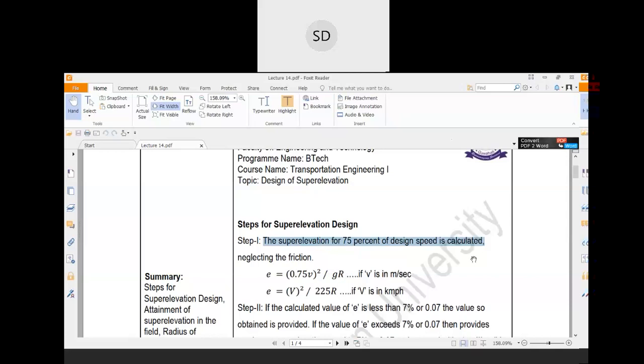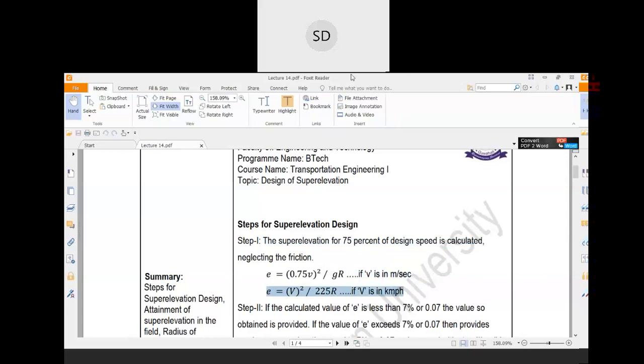So your first calculation would be E plus F. Now here you neglect the friction, so your F value would be 0. So E would be, previous equation was V square by GR. Now you are considering 75% of V, therefore it would be 0.75 V square divided by GR if V is in meter per second. If you want to directly use kilometer per hour, then the equation would be V square by 225 R.